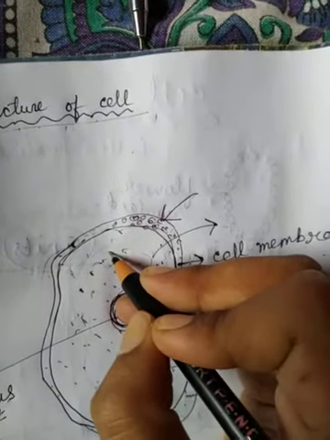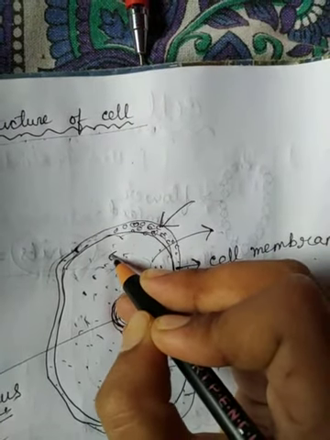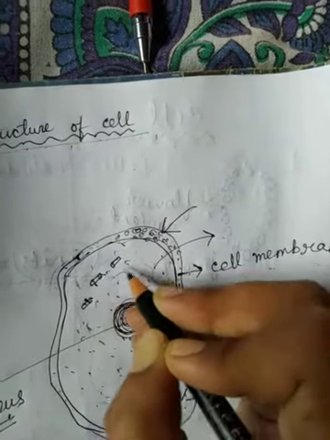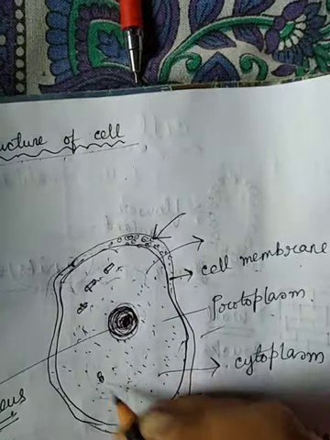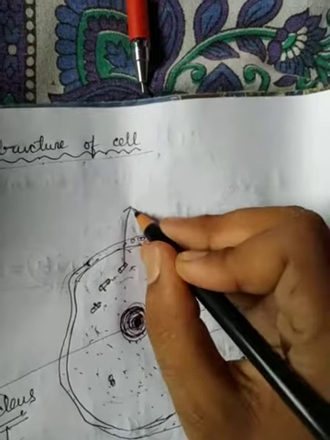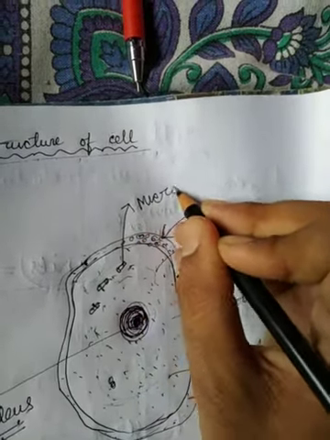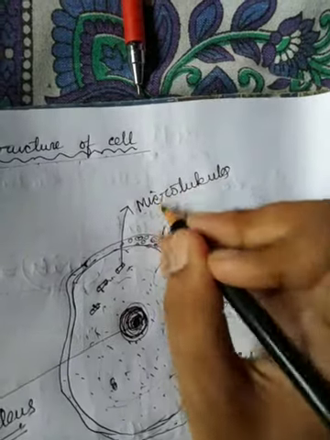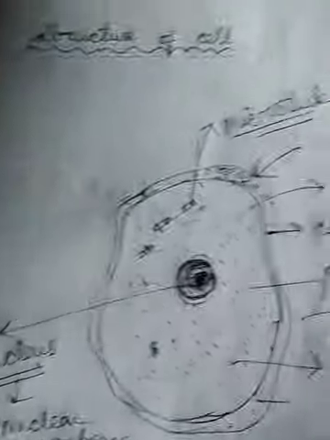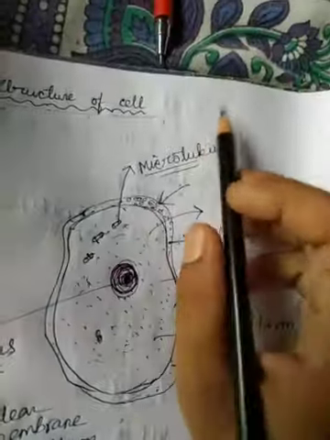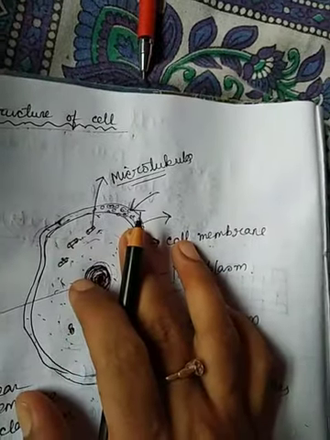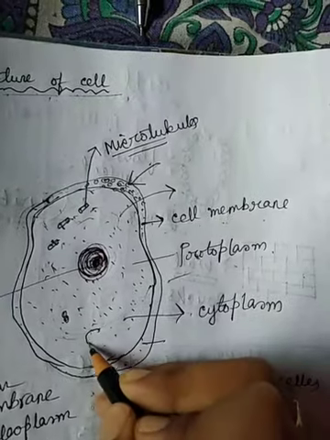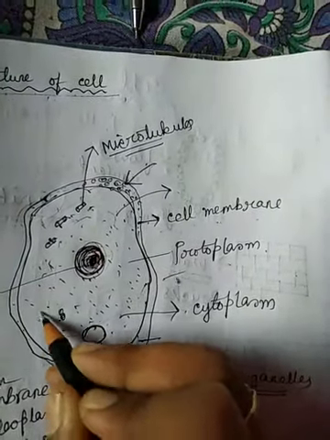Now within the cytoplasm there are small tube-like structures. These are called microtubules. These microtubules help to maintain the structure and shape of the cell. That is their function.